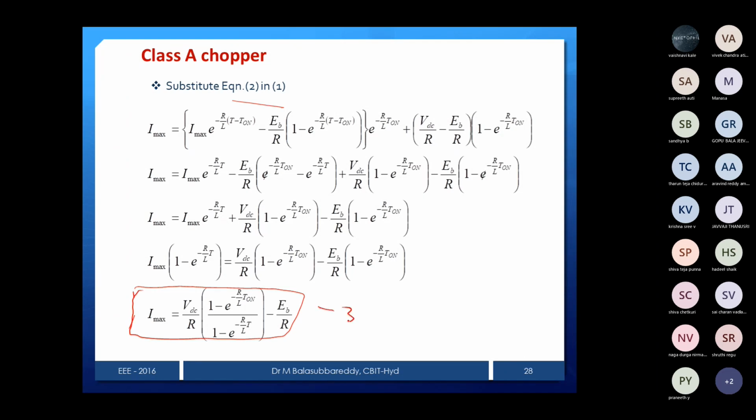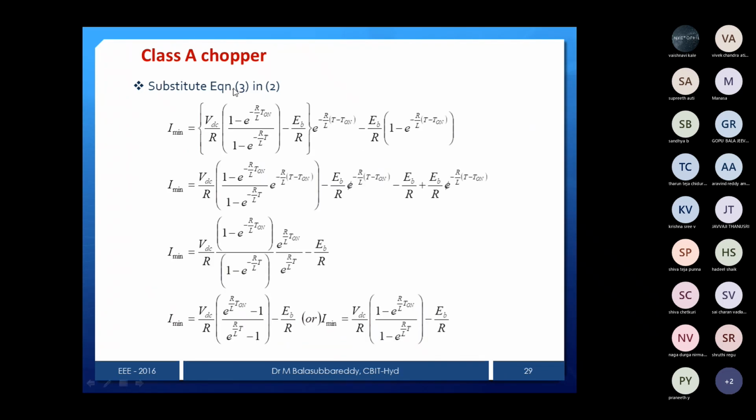Let this be equation 3. Once I know I max, you substitute equation 3, I max, in equation 2. Where do I have to substitute it? In equation 2, you can substitute I max. You will get I min. That's all. That is a small derivation.